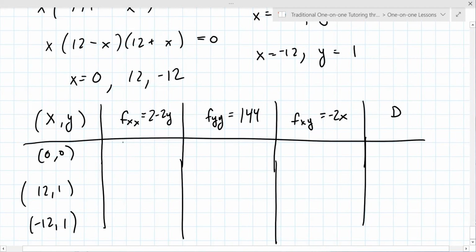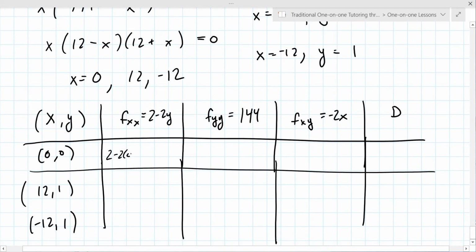So this first fxx is 2 minus 2 times 0, so that's 2. Fyy is always 144. And this is minus 2 times 0, so that's 0. Your d is this number times this number, so 2 times 144 minus 0 squared. So it's 288. We'll figure out what it is at the end.